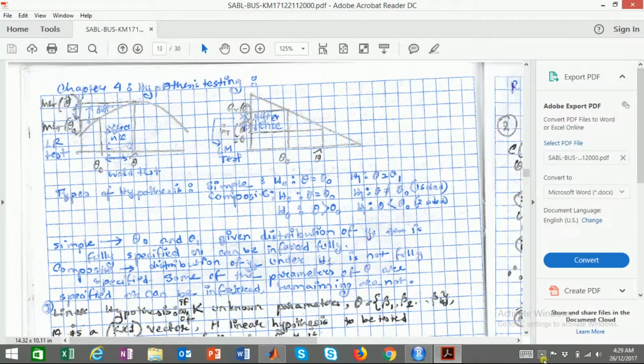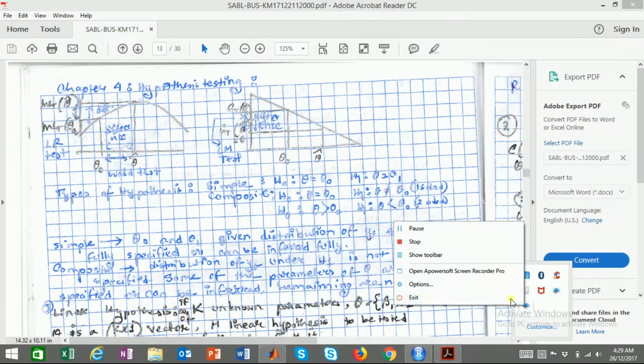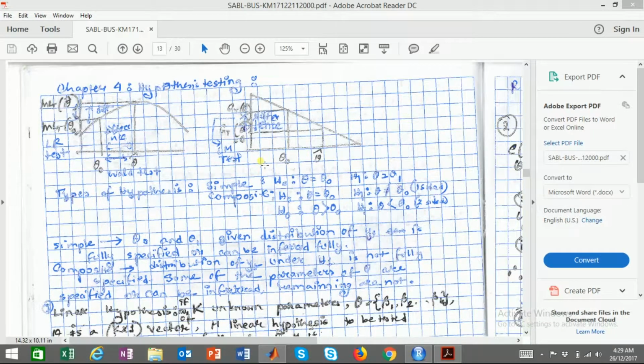In the Wald test, the distance between theta hat and theta naught illustrated on the horizontal axis is an alternative measure of the difference between theta hat and theta naught. A test based on this measure is known as the Wald test.